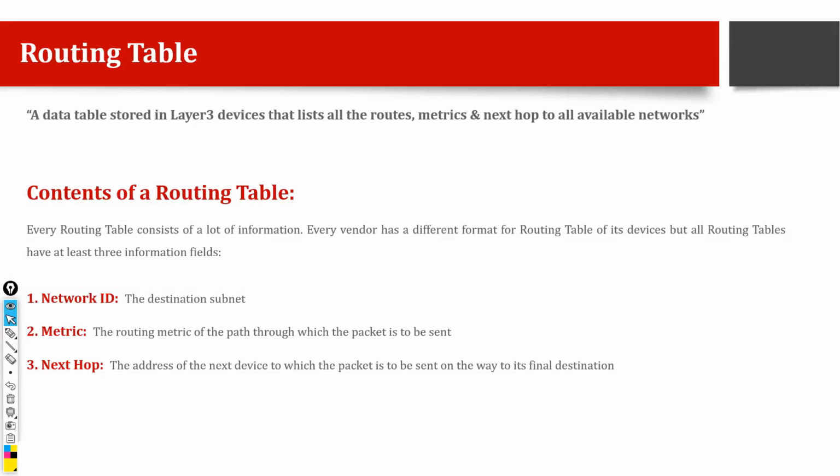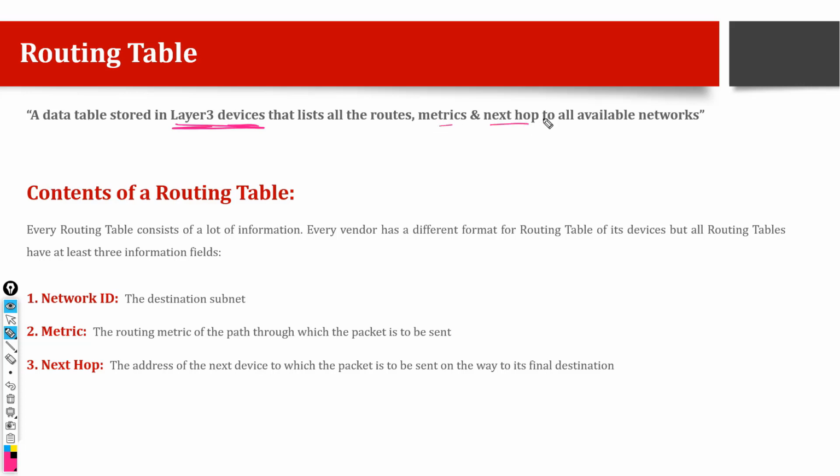What is a routing table and why do we need a routing table at all? Let me answer briefly and concisely. It is a table actually in each networking device, in each router, based on which it makes decisions about which path to take for forwarding the data packet. So it is a table stored in layer 3 devices which lists all the routes, metrics and next hop.